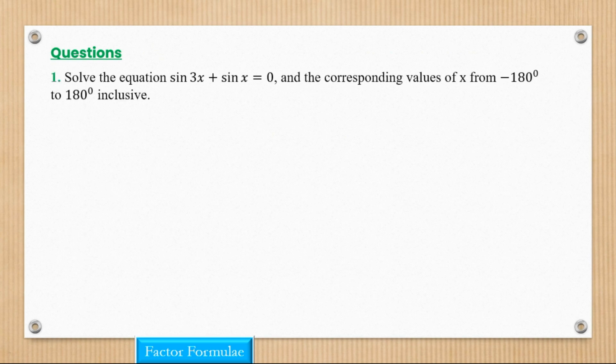So we have this question: solve the equation sin 3x plus sin x is equal to 0 and the corresponding values of x from negative 180 to 180 degrees inclusive. So this is our equation here: sin 3x plus sin x is equal to 0.